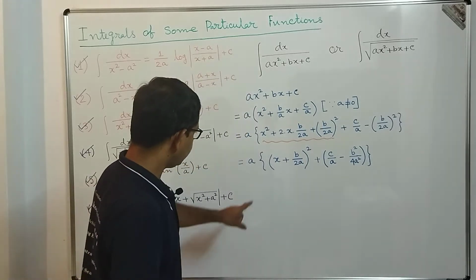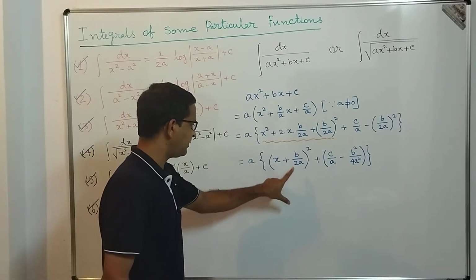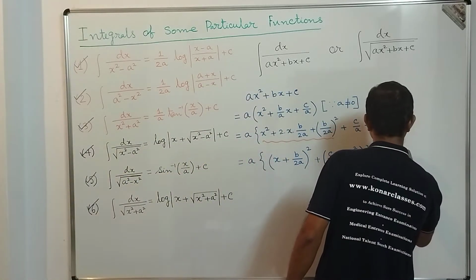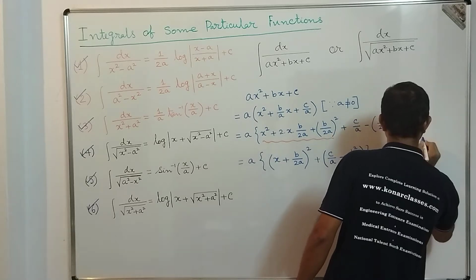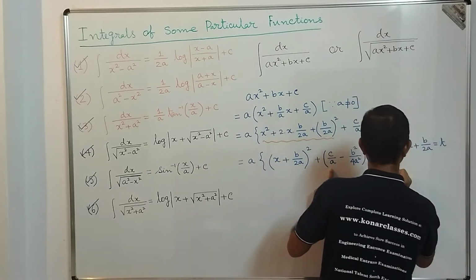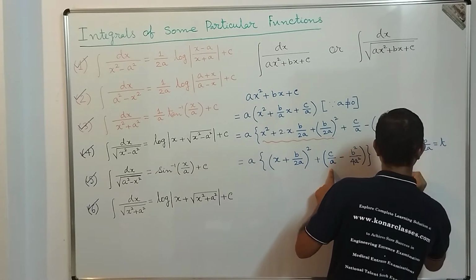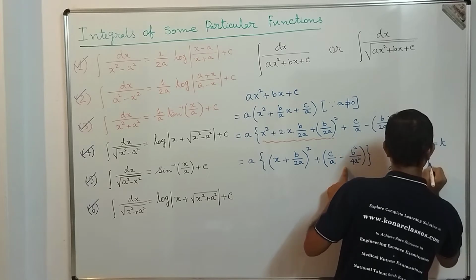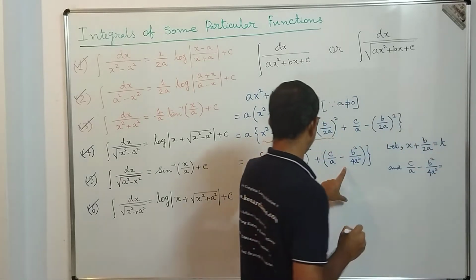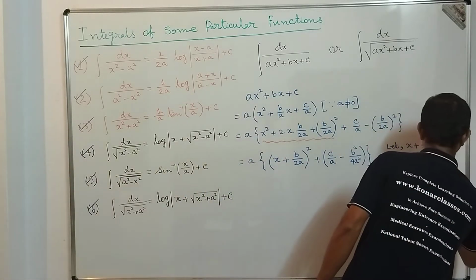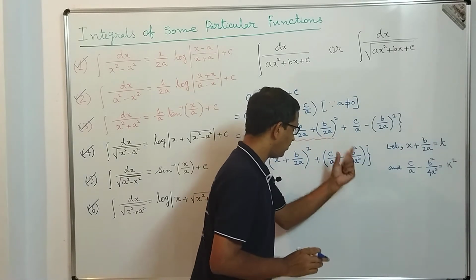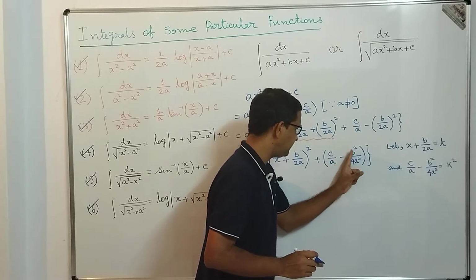Now let x plus b by 2a be equal to t, and c by a minus b square by 4a square, that we are assuming is equal to k square. Now, c, a, b are all constants.